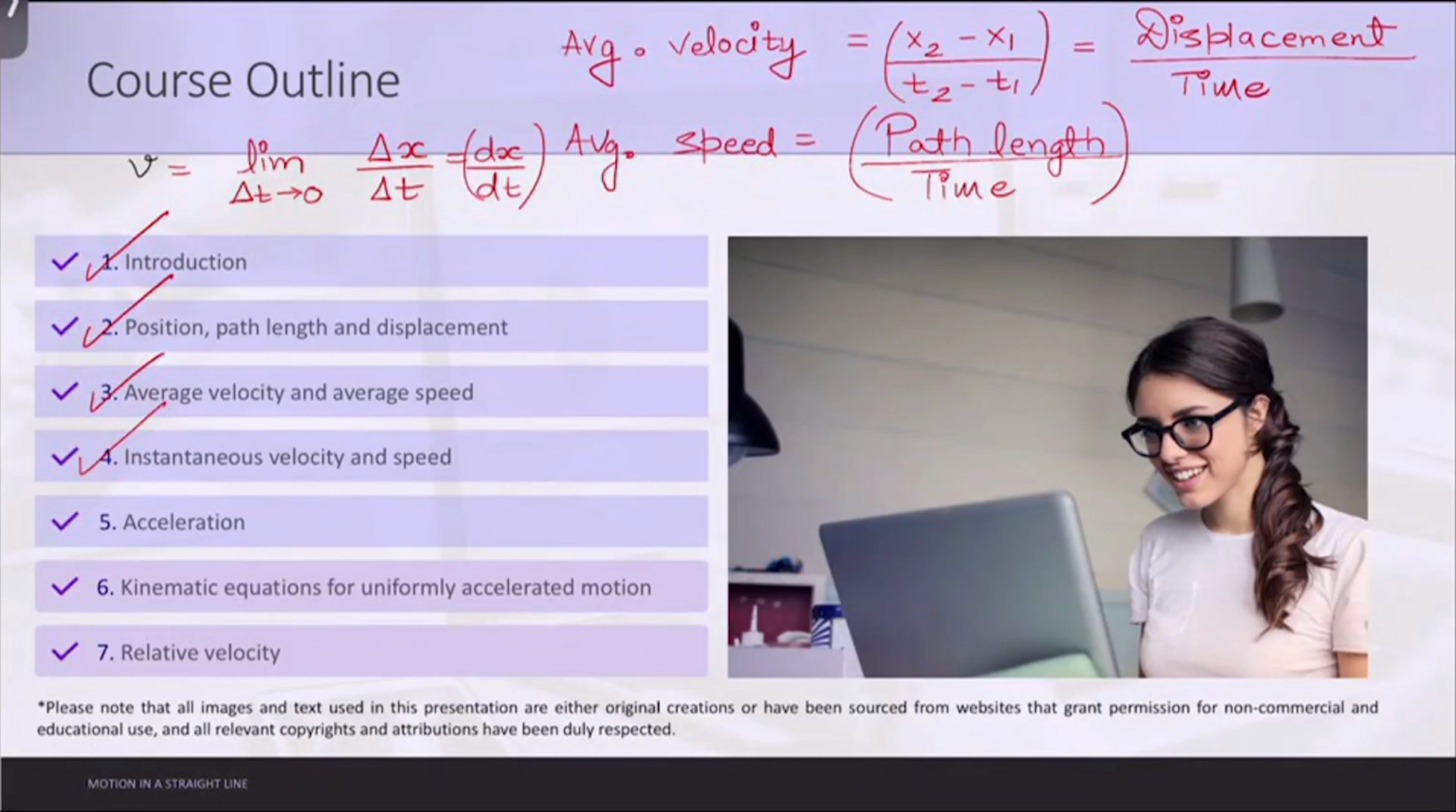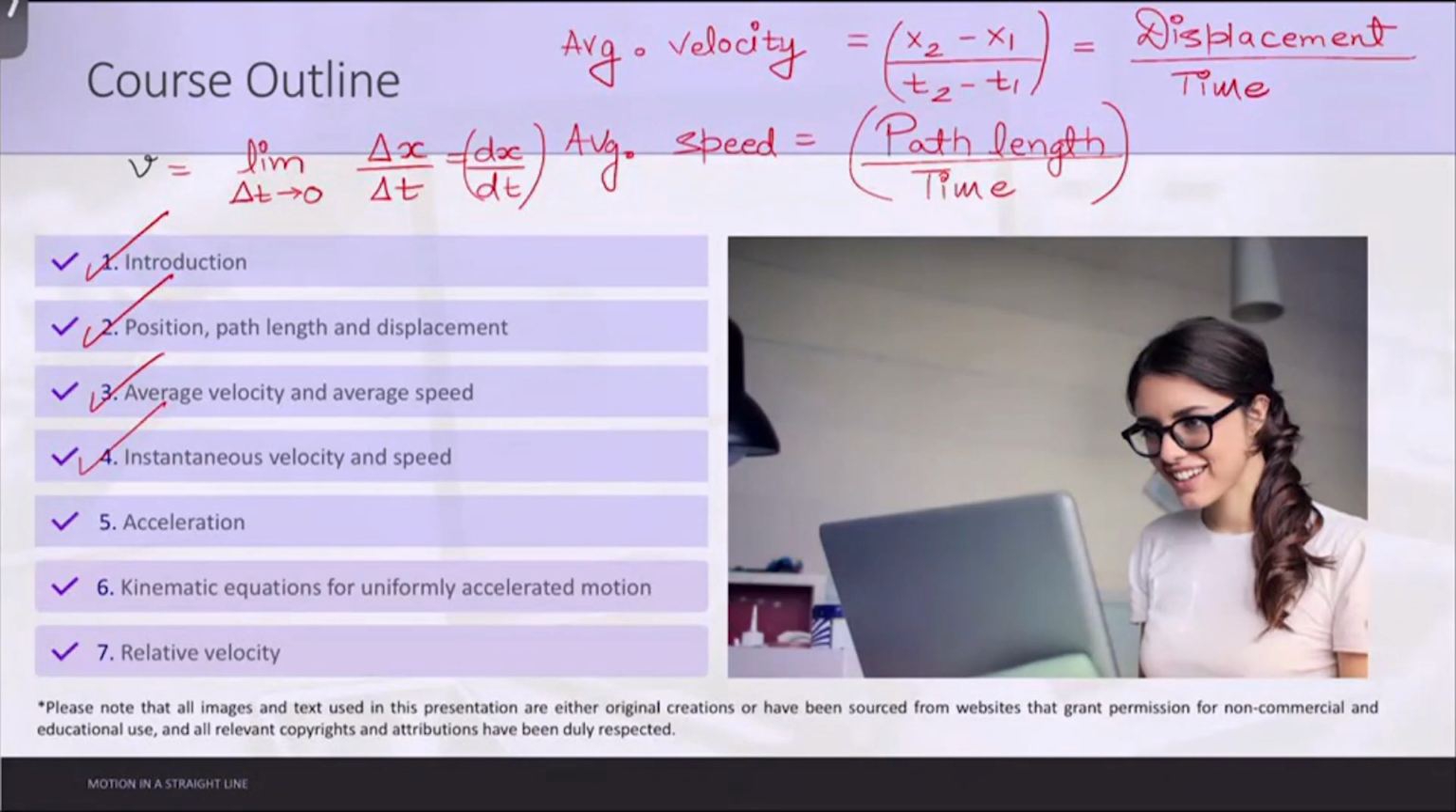Okay, please remember average velocity and average speed are not the same. Instantaneous speed is equal to the magnitude of instantaneous velocity, and average speed is always greater than or equal to the magnitude of average velocity. Why magnitude? Because speed is a scalar quantity and does not have any direction.